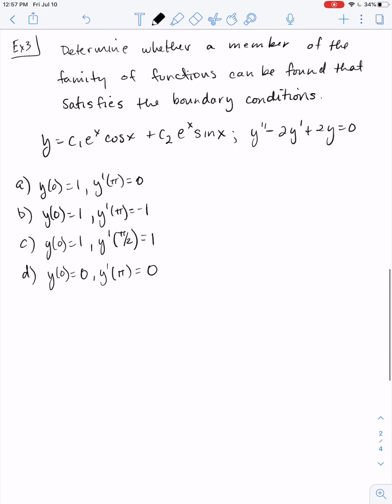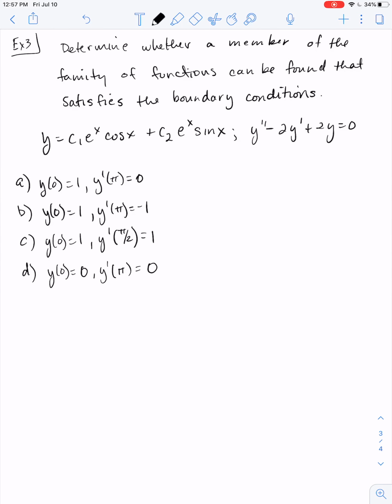Okay. The next example that I have is going to be determining whether a member of a family of functions can be found that satisfies the boundary conditions. So if you notice, here what we have are some conditions that are given, and we want to see if we do get a solution or not. When you're doing the first one, we have to do the derivatives here. Let's do that first because we need to have our first derivative for all of these. So let's get that out of the way.